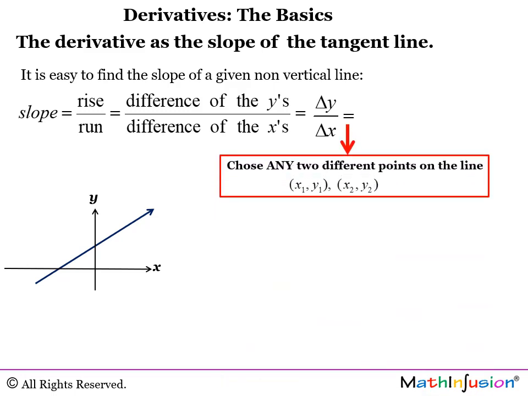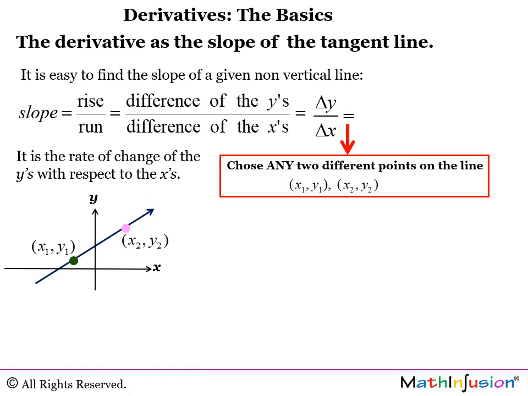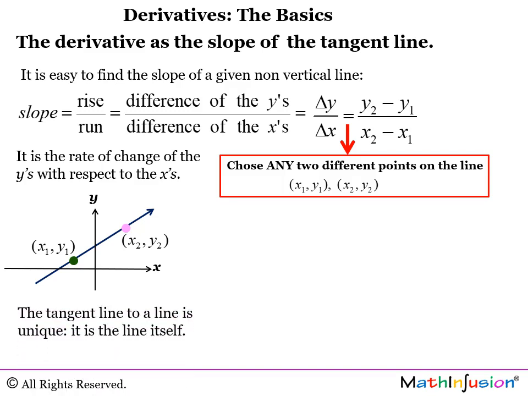Now let's take 2 points on the line, x1, y1 and x2, y2. Then the slope is the rate of change of the y's with respect to the x's. And the slope is also y2 minus y1, because this is the change in the y, over x2 minus x1, which is the change in the x. The tangent line to a line is unique, and it is the line itself.